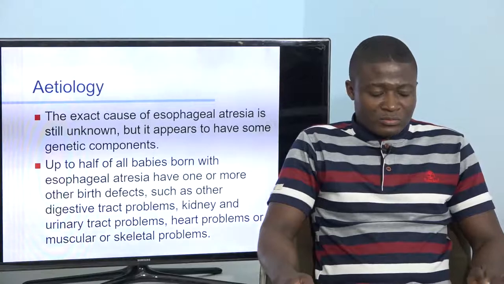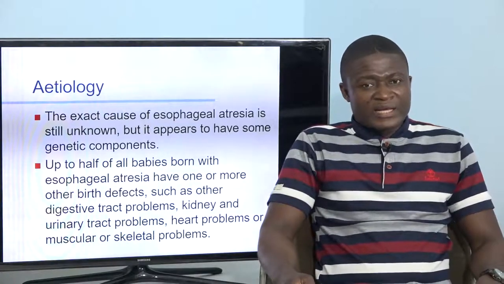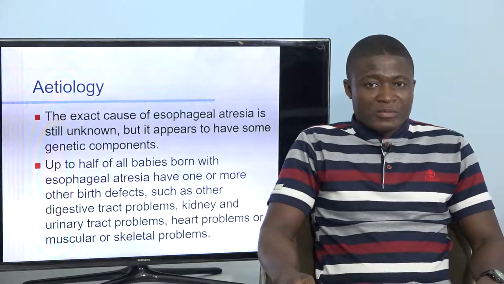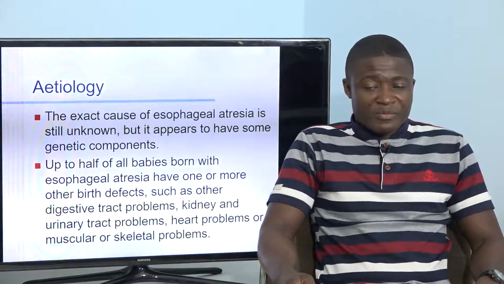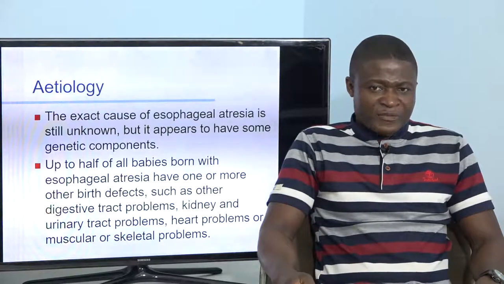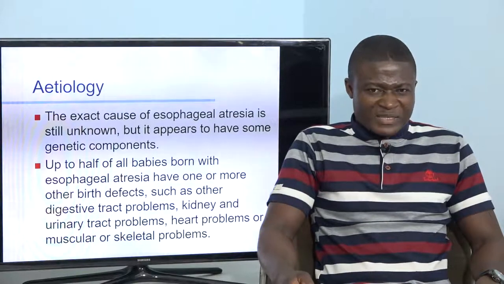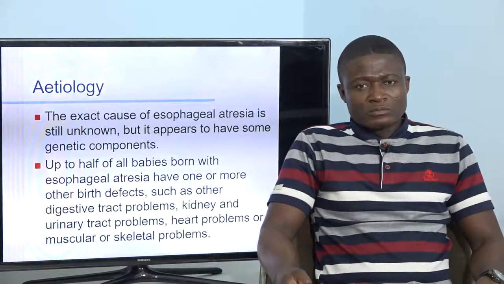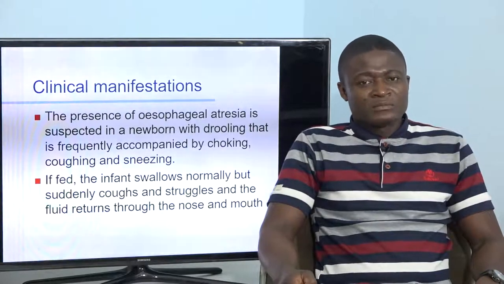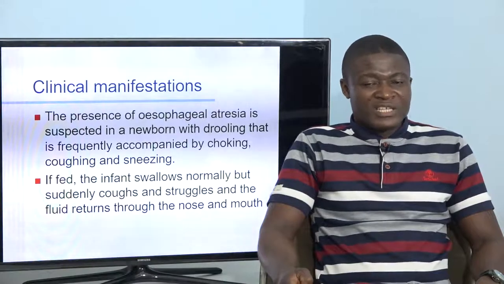Etiology. Etiology means causative factors or causes. The exact cause of esophageal atresia is still unknown, but it appears to have some genetic components. Up to half of babies born with esophageal atresia have one or more other birth defects, such as other digestive tract problems, kidney and urinary tract problems, heart problems, or muscular or skeletal problems. So what we're saying is, apart from the esophageal anomaly, most of these children tend to have other anomalies.